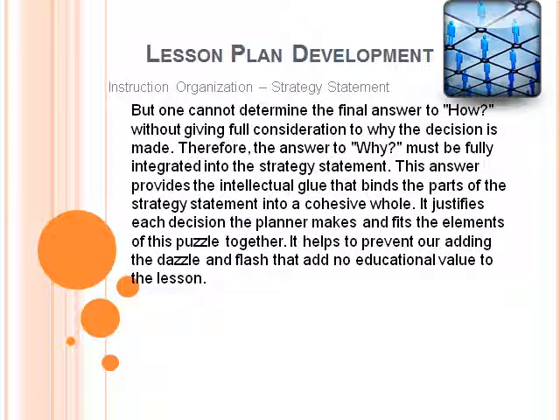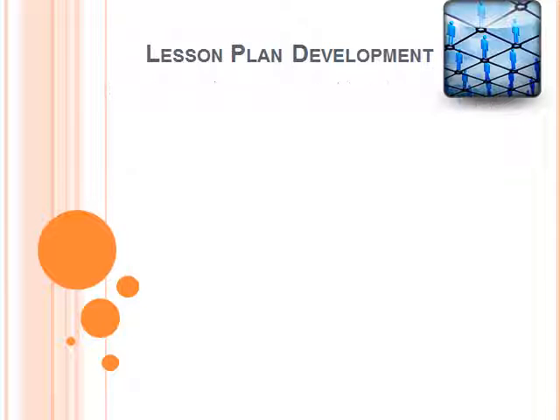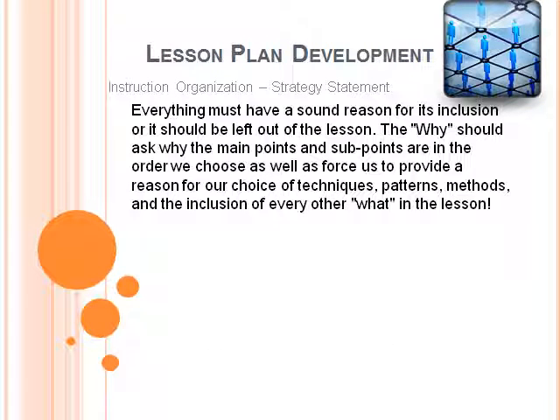It helps to prevent our adding the dazzle and flash that add no educational value to the lesson. Everything must have a sound reason for its inclusion, or it should be left out of the lesson. The why should ask why the main points and subpoints are in the order we choose, as well as force us to provide a reason for our choice of techniques, patterns, methods, and the inclusion of every other what in the lesson.